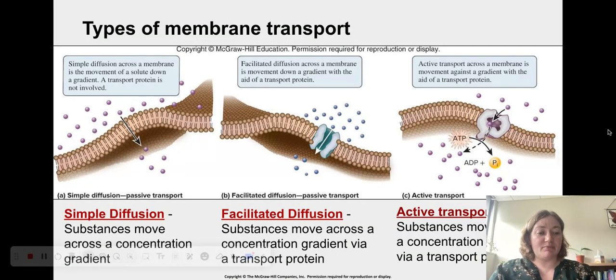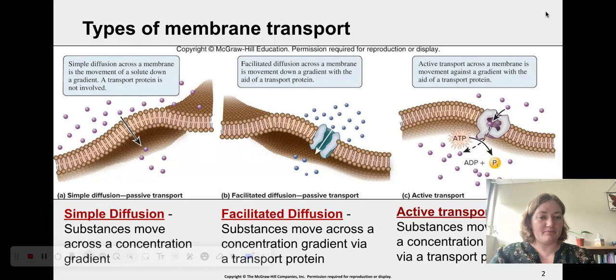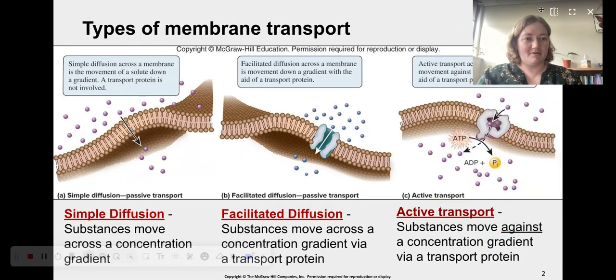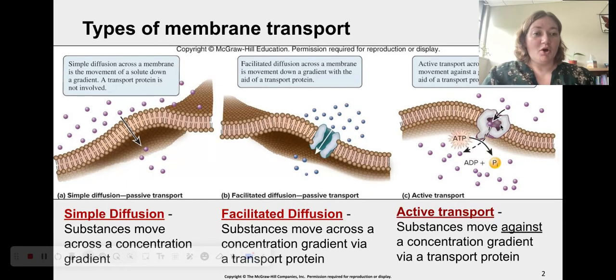Right, we quickly talked about the types of transport. There we go. All right, we talked about the types of transport, right? And we talked through simple diffusion, right? Simple diffusion meaning substances are moved across a concentration gradient. They don't need a protein to help them out with this.